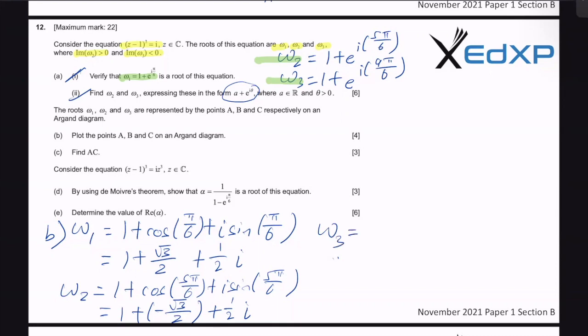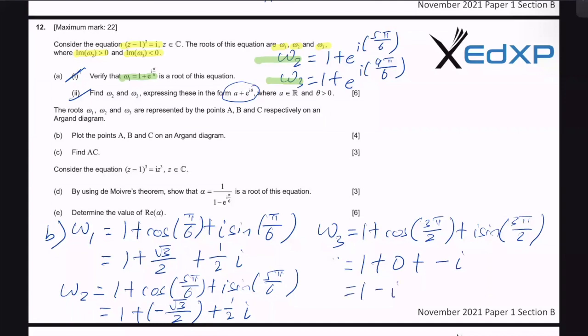And omega 3 will be 1 + cos 3π/2 + i sin 3π/2. Again, we got nice angles here. So cos of 3π/2, that's 270 degrees, will be 0, and sine 270 degrees is negative 1. So this is minus i, so this is 1 - i. Okay, so we have our 3 complex numbers in Cartesian form.